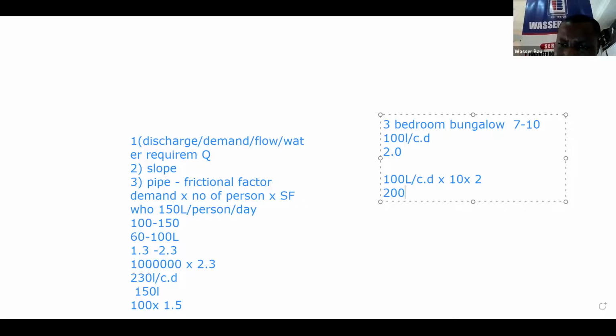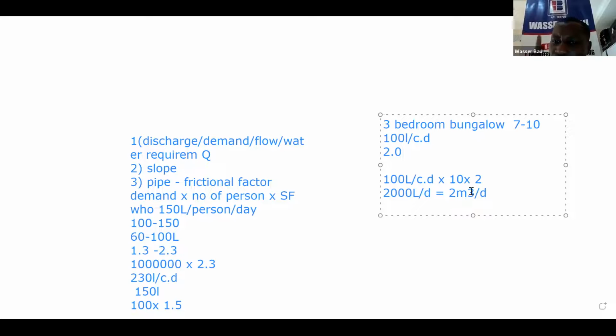I'm going to get 2,000 liters per day. The capital has disappeared because I've multiplied by the capital, which is 10. Safety factor is unitless. So that means for a household of 10 people, the minimum amount of water you need to give them is about 2 meters cubed per day.